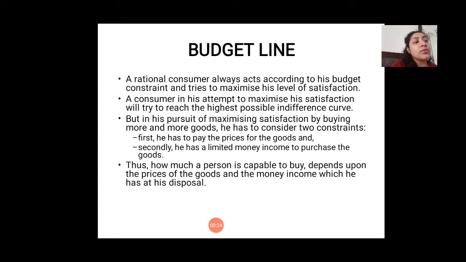Why? Because when a consumer goes to buy anything, he not only looks at his satisfaction level, but also wants to know whether he'll be able to buy that particular good or not. So he'll be looking at the prices of the product, and with that he'll also look at his income. His money income is very important. So two things are important for him: his money income and the prices of the good, depending upon which he'll be able to buy different bundles of goods and services.